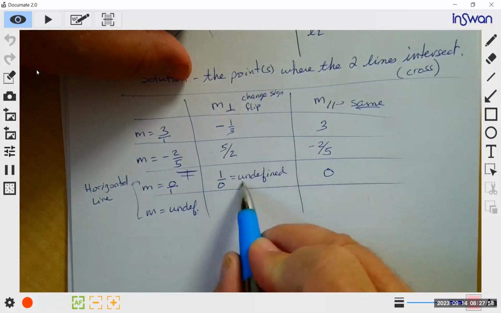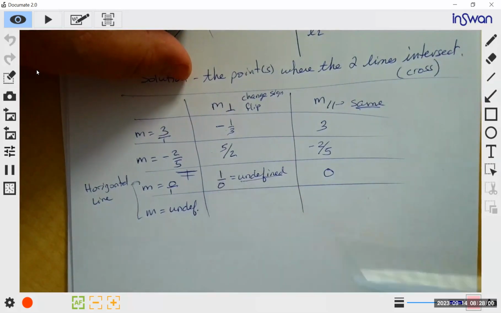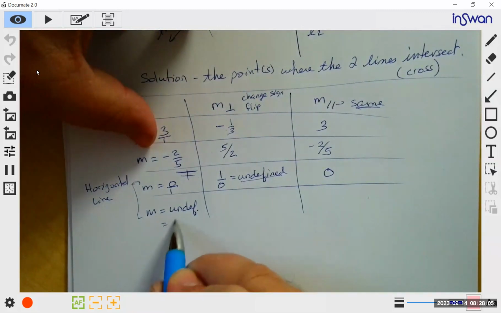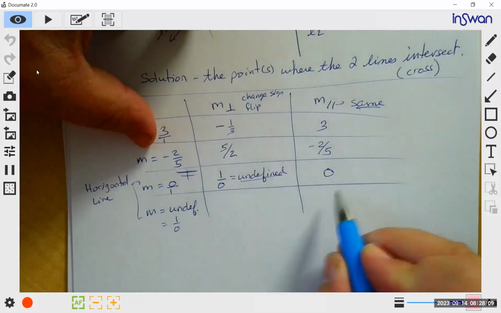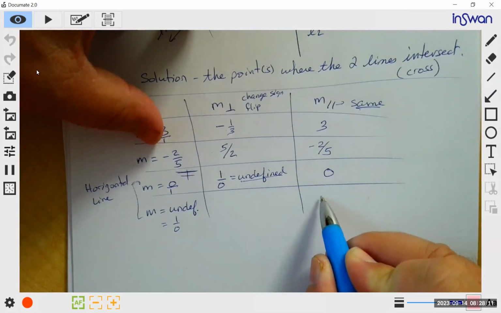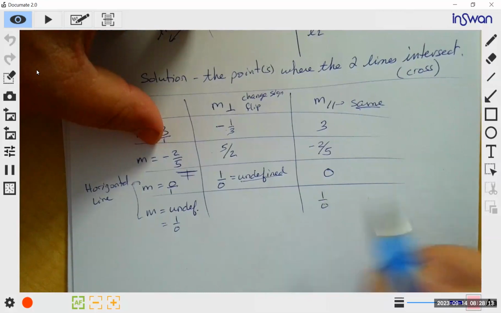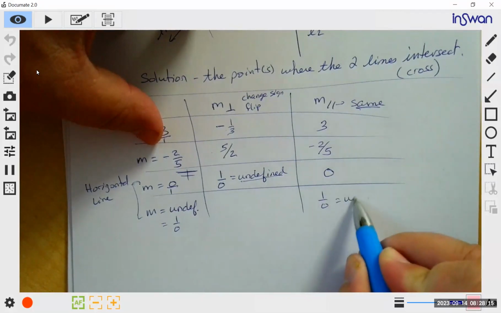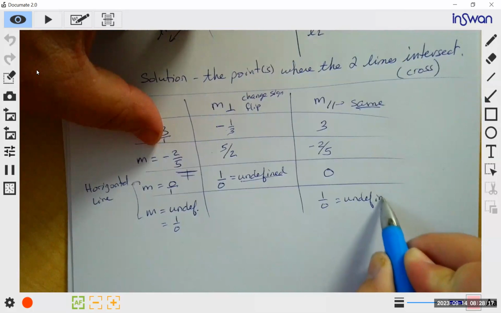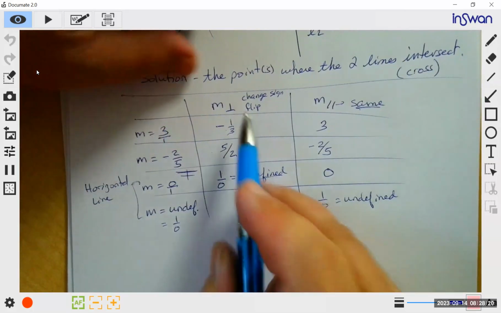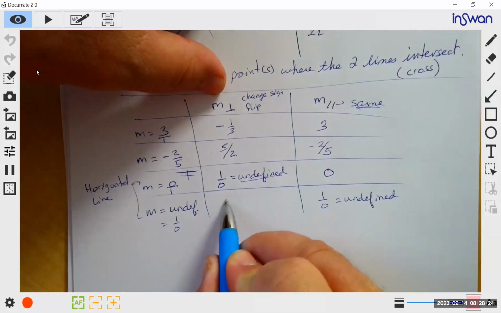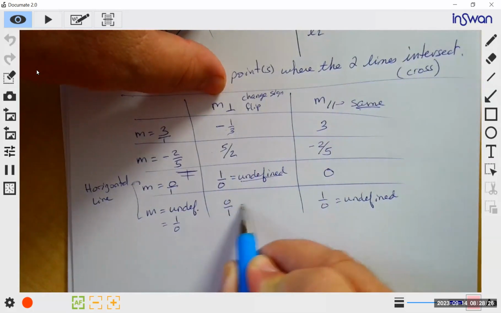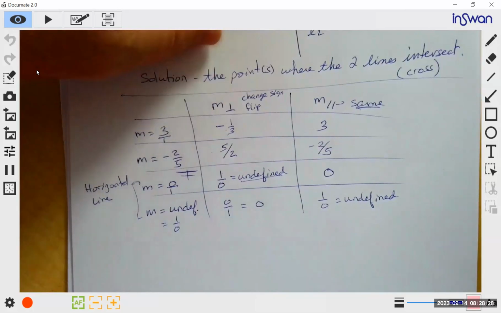One over 0. Whenever you see undefined, we have 1 over 0. So that's what this one is. Undefined means that we have 1 over 0. So the parallel line has what slope? 1 over 0, if it's parallel. It means we have it undefined. If it's perpendicular to the undefined line, we have 0 over 1, which is 0.